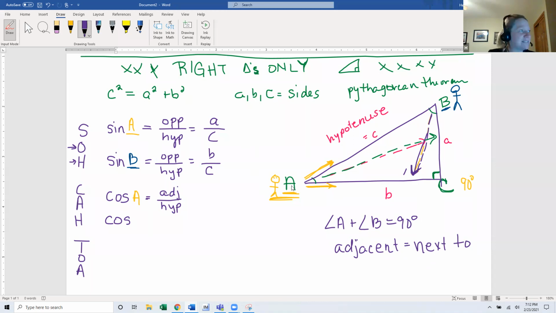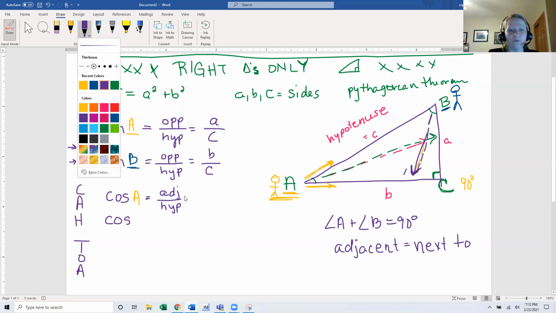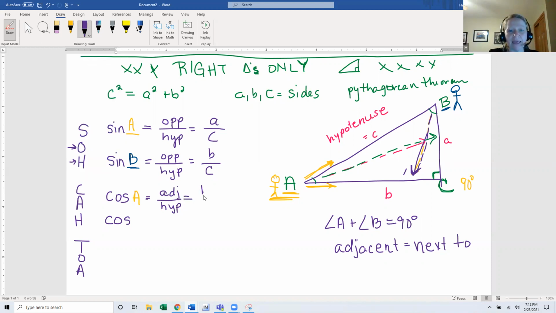So what side is adjacent to angle A? Is it little a or little b? Little b. It's little b. B is the adjacent side to angle A because it makes up angle A. It's next to it. It's actually part of it. It's not across from it, right? We said that the little a is opposite angle A. Adjacent side to angle A is little b.